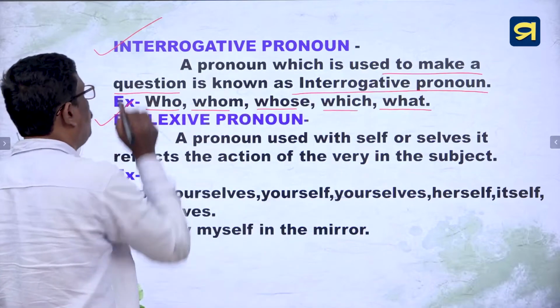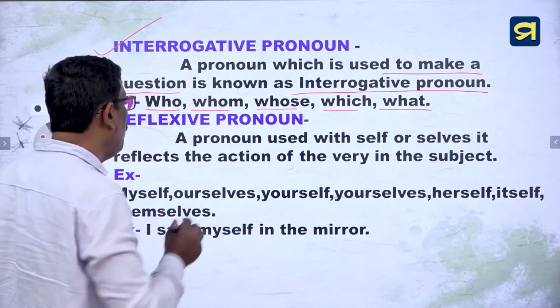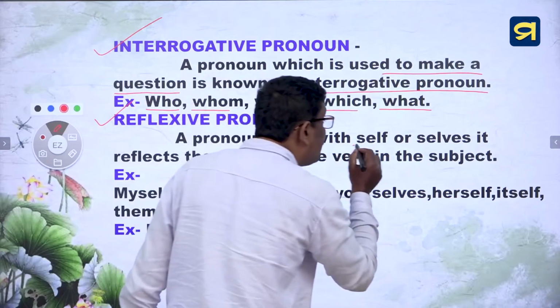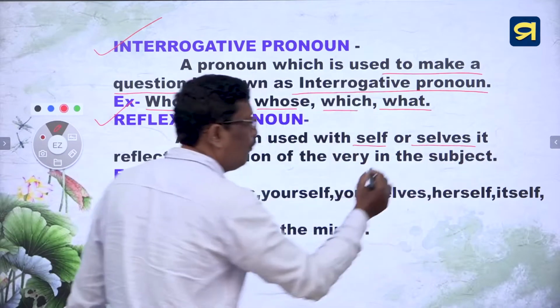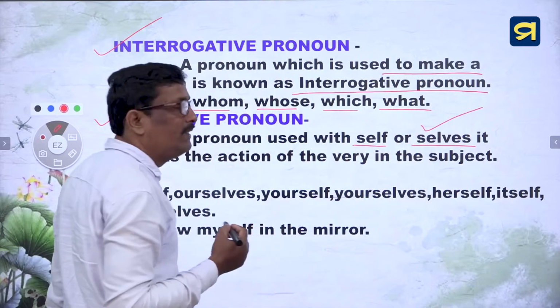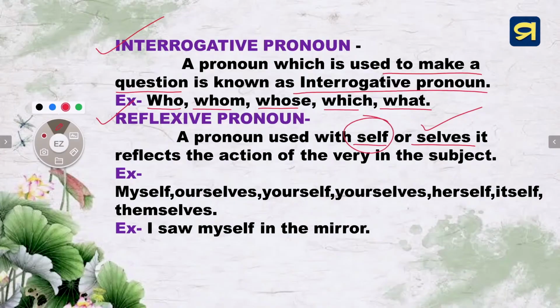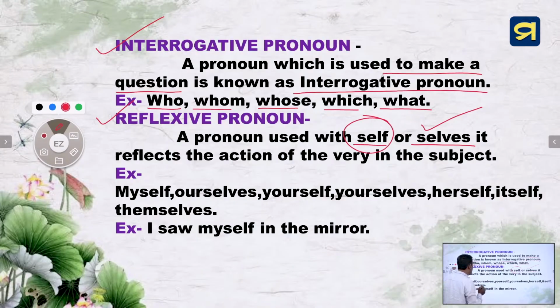Then reflexive pronoun. What is a reflexive pronoun? A pronoun used with self or selves. For plural, selves is used. For singular, self is used. It reflects the action of the subject. Myself, ourselves, yourself, yourselves, herself, himself, itself, themselves. These are the different kinds of reflexive pronoun.